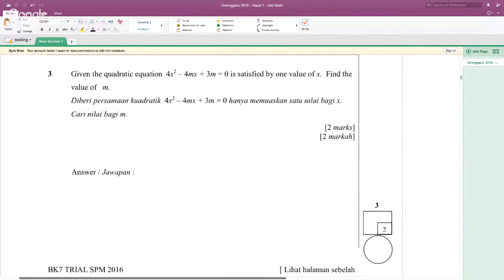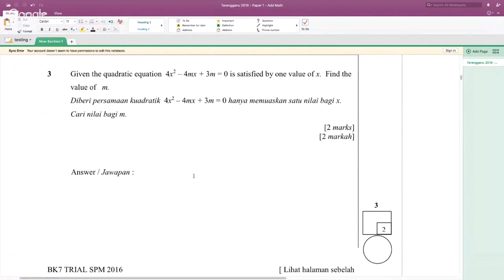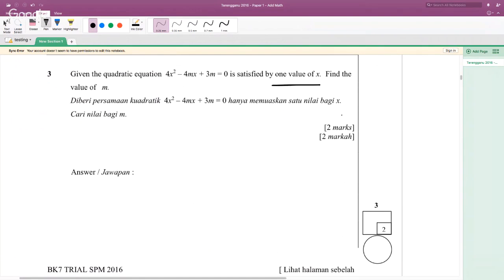Given the quadratic equation 4x squared minus 4mx plus 3m equals 0 is satisfied by only one value of x, find the values of m. All right, so I guess this question says only one value of x satisfies it. I assume it only touches one point. Touching one point actually means it's tangent.